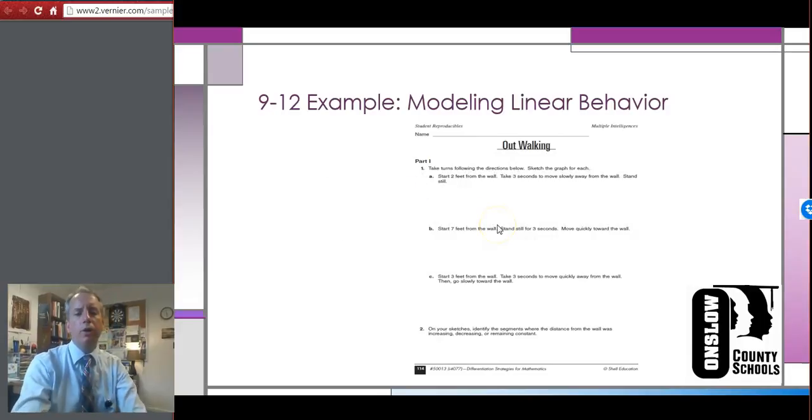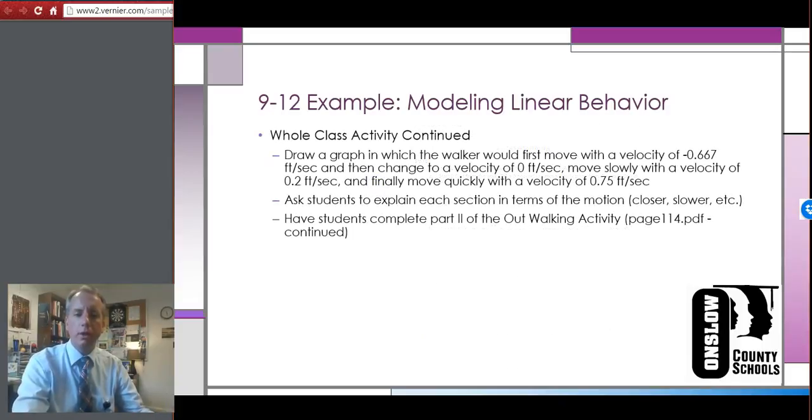So here's our walk-out activity, and here's part 1, right? They're going to start 2 feet from the wall, take 3 seconds to move slowly away from the wall, and by the wall they're talking about where the detector is, right? And then stand still, and they're going to do these other things, and then they're going to draw out their sketches for each one of those. So they're gathering some data, building some knowledge, building some understanding, and then we're going to move towards pulling that together as a large group.